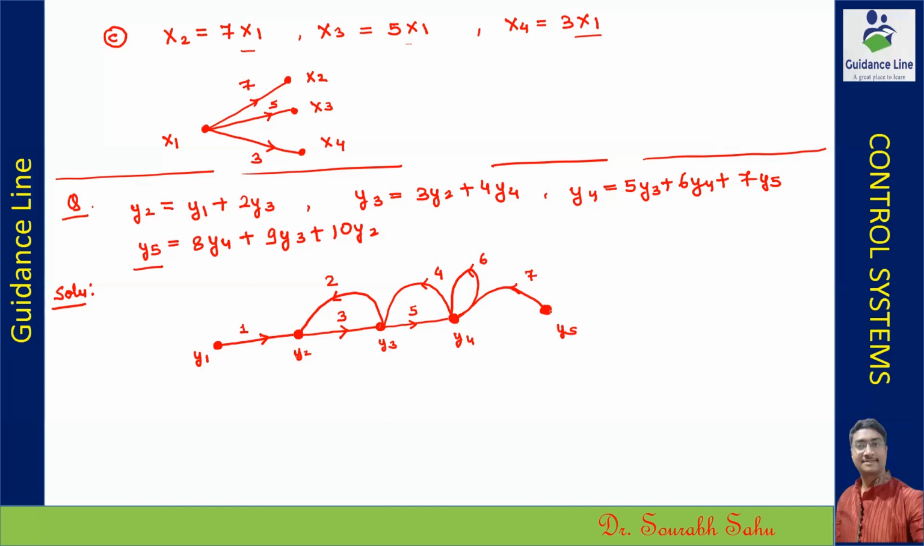At last we have an equation in which y5 shows 8 times y4, then 9 times y3, and then 10 times y2. So now you can see how easily we have represented these sets of equations, and then we can easily find the transfer function corresponding to that.